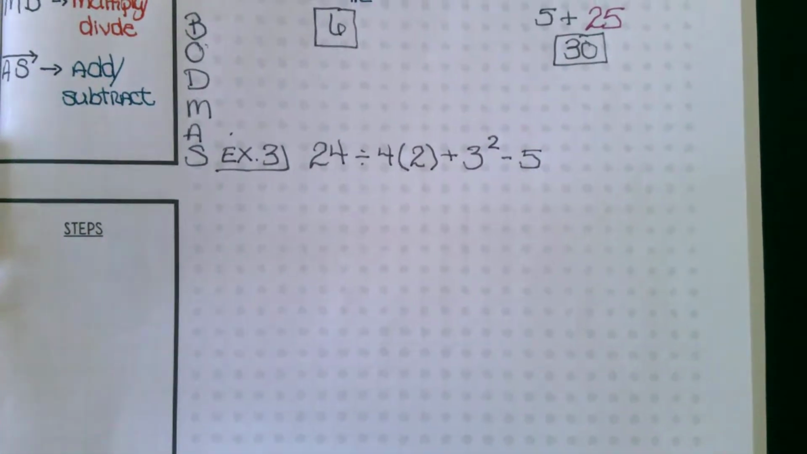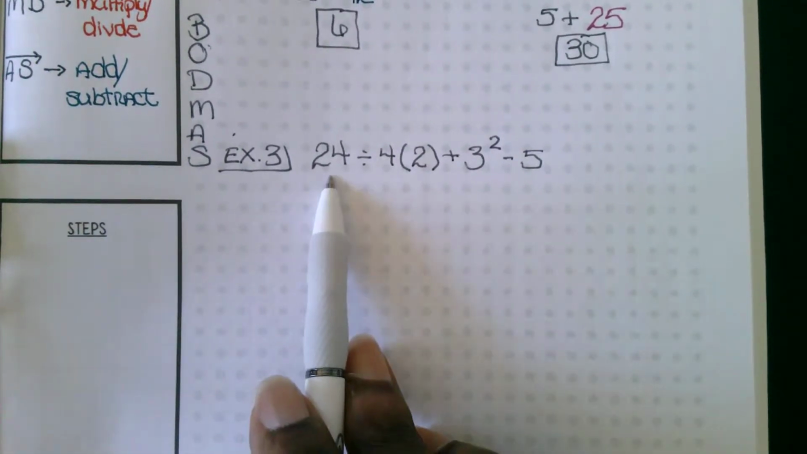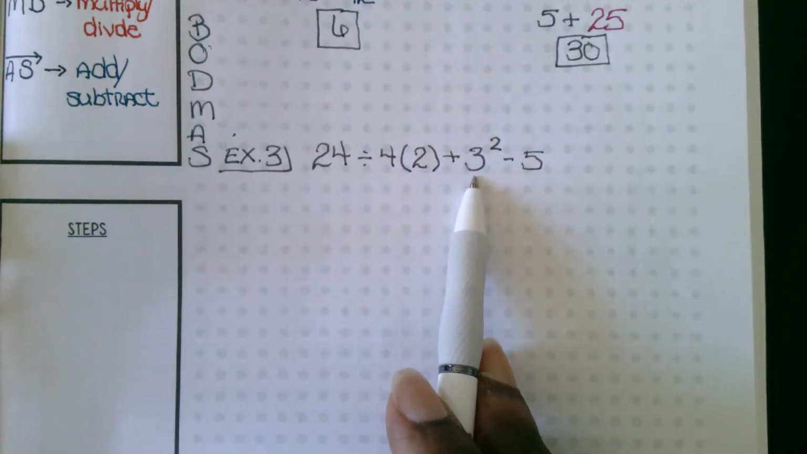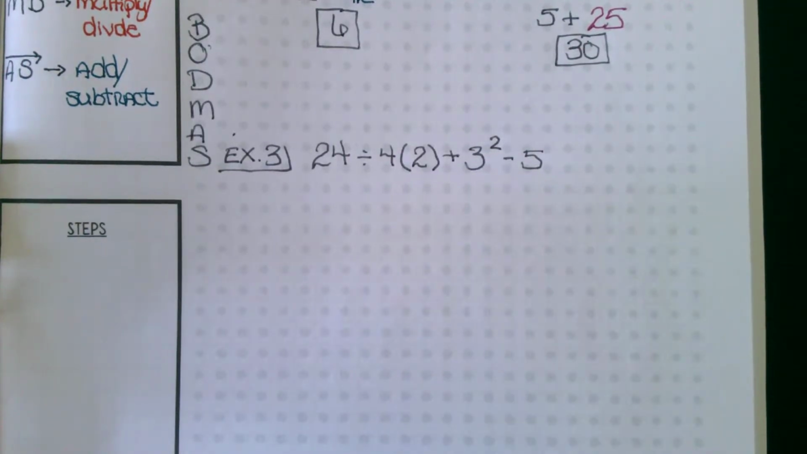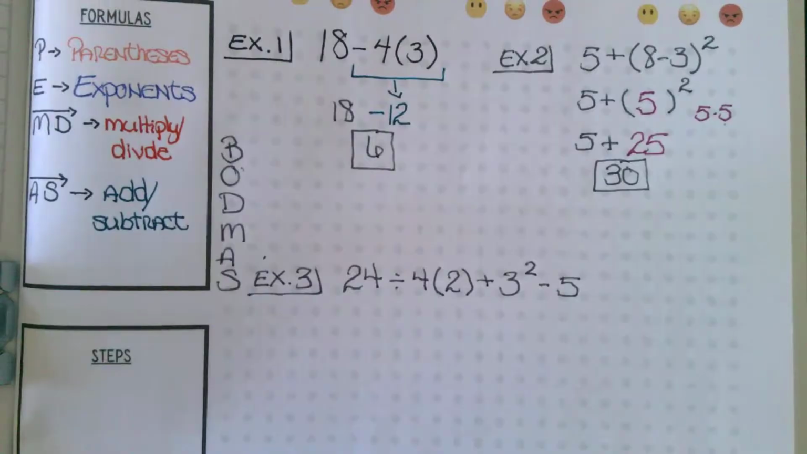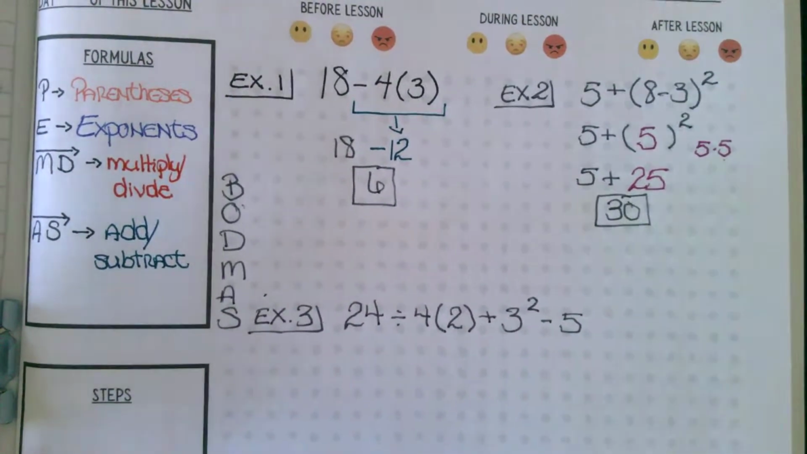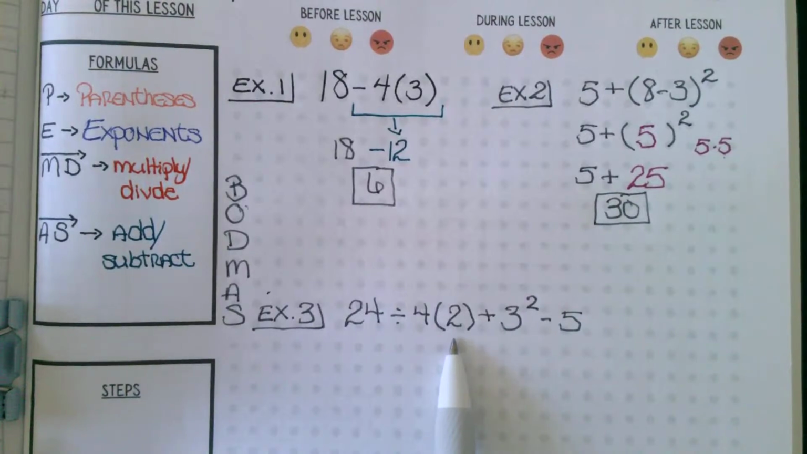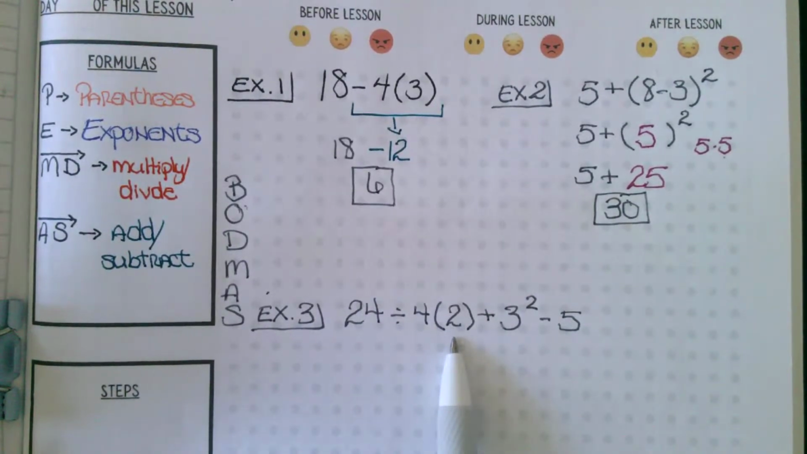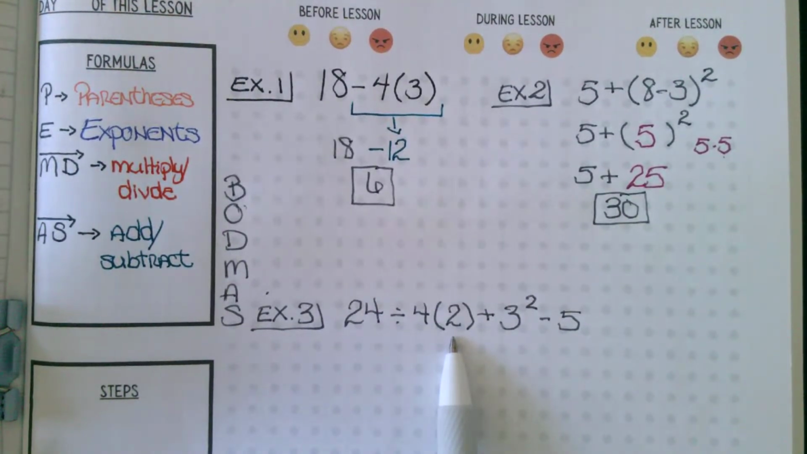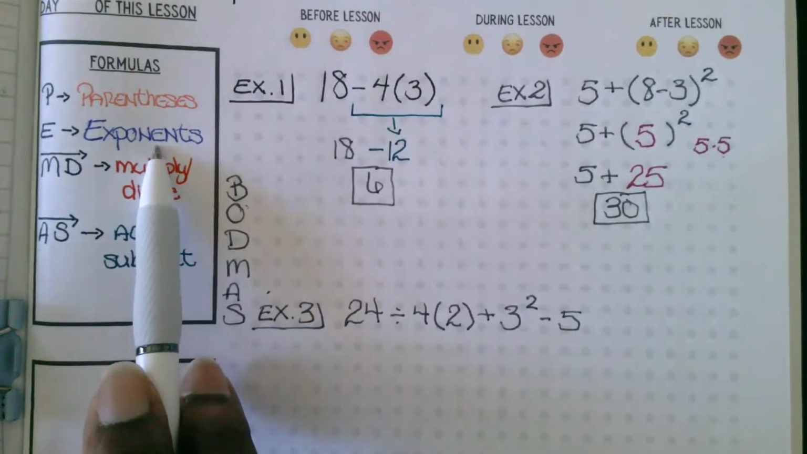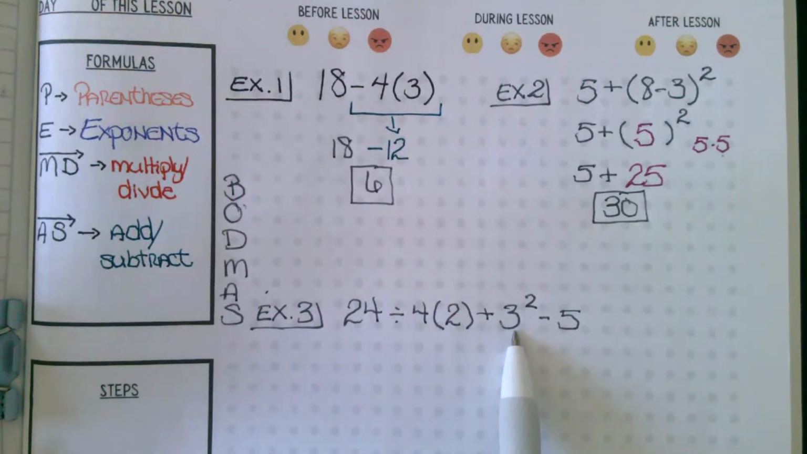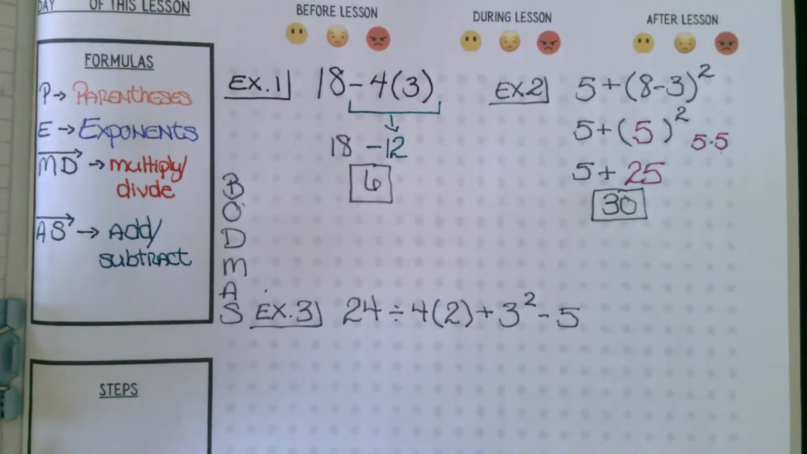So for example, number 3, we have 24 divided by 4 times 2 plus 3 squared minus 5. If we're looking at the order of operations, the first thing we need to do is inside the parentheses. So inside the parentheses, all we have is a single digit, so we don't have to worry too much. Then we're taking care of our exponent. The only thing that's being raised to an exponent is this 3 squared.